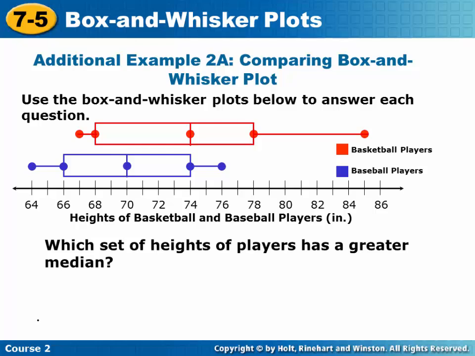So in this particular one, they're comparing basketball and baseball players. It says, which set of heights of players has a greater median? Now, which one of these lines is the median? Yeah, the one right in the very middle of it. Okay, so based on this, which one would be the greater median? Basketball is going to be the greater one for sure, because the median's here for basketball and the median's here for baseball. Okay, tells you that basketball, they're a lot taller than they are for baseball players.